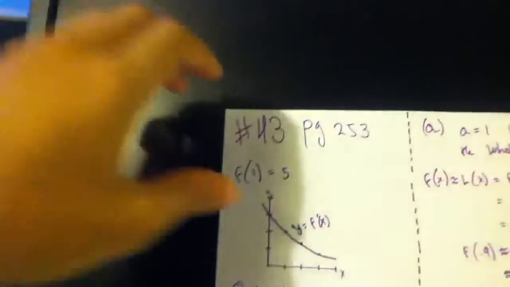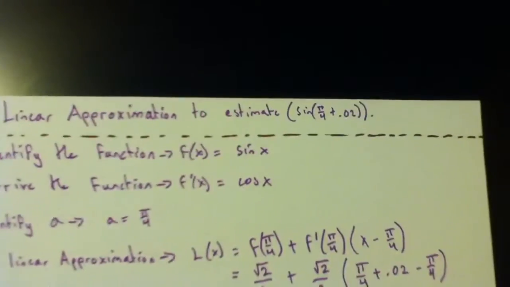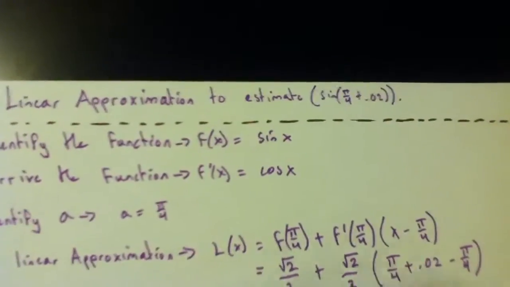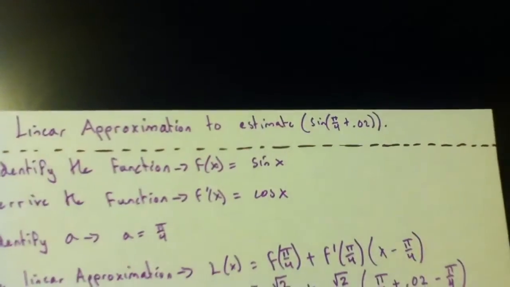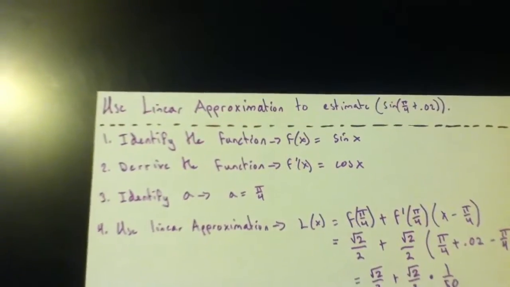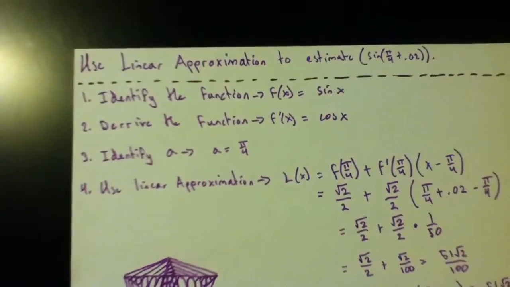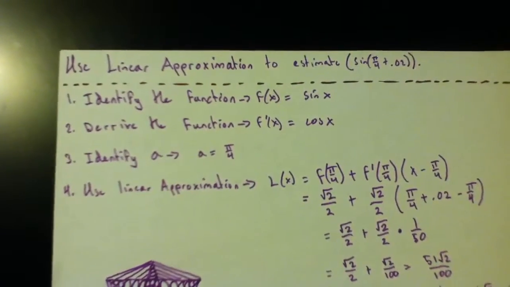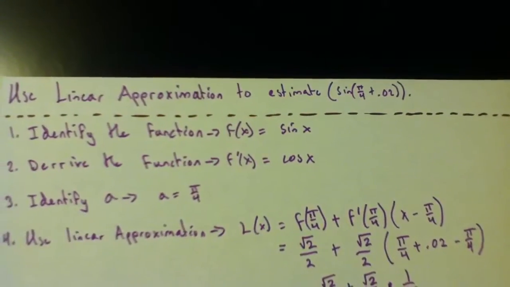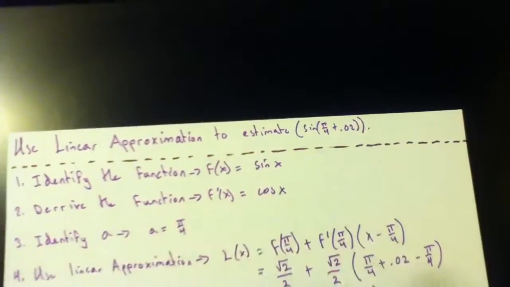So for the next question, I looked up online a question that had to do with a trigonometric function. And I did this because some people have problems with trig, and it's kind of confusing sometimes, and I wanted to set things straight. So the question asked, use linear approximation to estimate sine of pi over 4 plus 0.02. Now this is in radians.